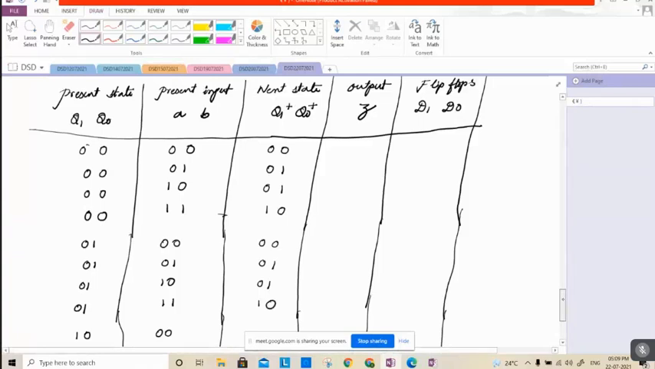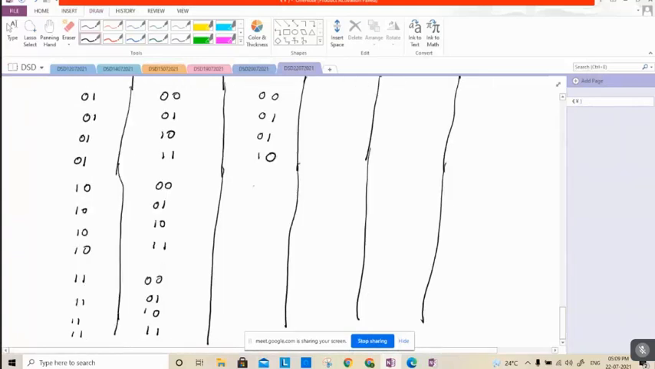Next here, 0 1. Next, 1 0 1 0. Next, 1 0 1 0. Next, 1 1. Okay, perfect. 0 1 here, 1 0 here, 1 0 here, and 1 1 here.